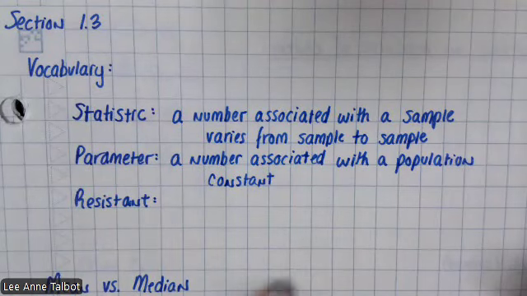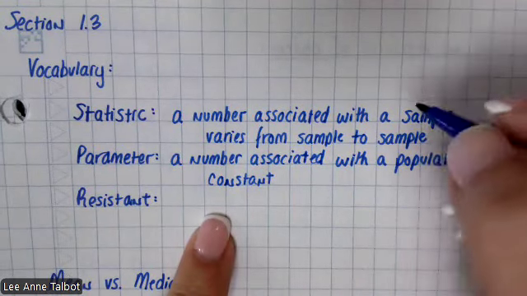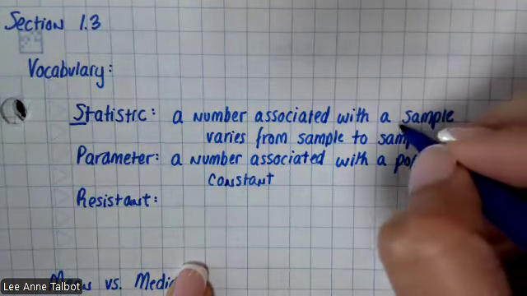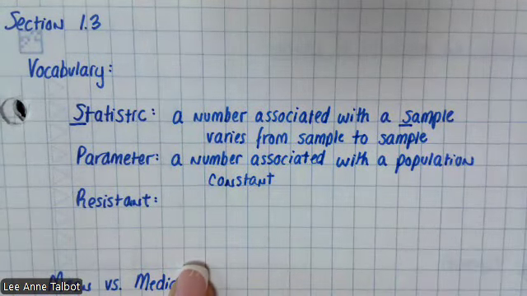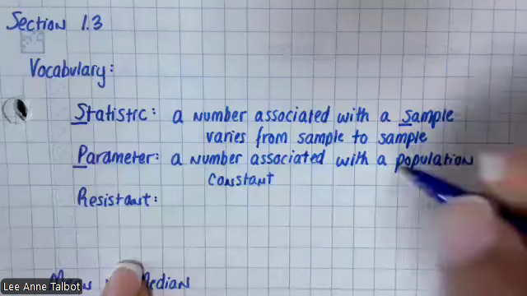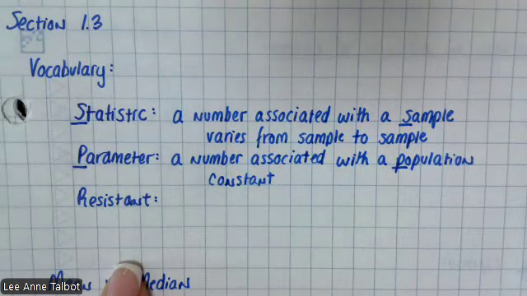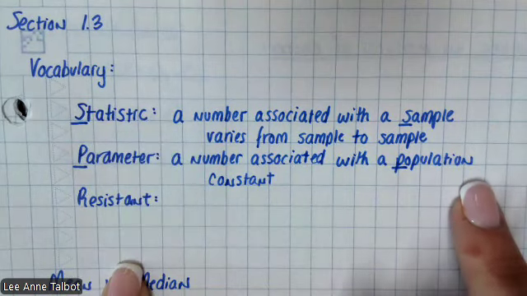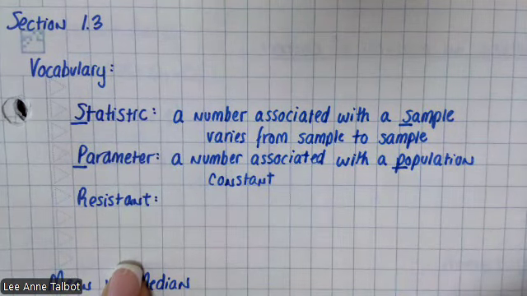One of the things that I do to help me remember which is which is I say that statistics starts with S and sample starts with S, and parameter starts with P and population starts with P. So sample, statistic, population, parameter.